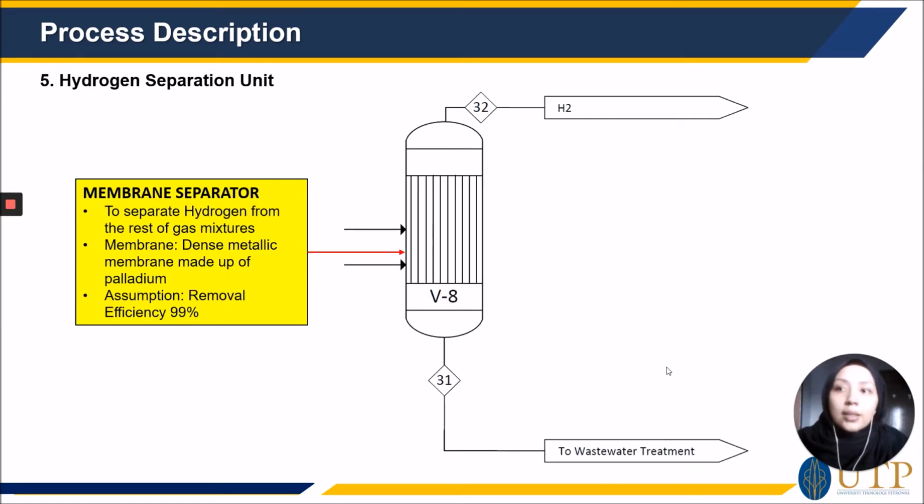And lastly, our hydrogen separation unit, which only consists of a membrane separator, is to separate hydrogen from the rest of the gas mixture. It is one of our mitigations to reduce waste, as hydrogen, as mentioned earlier, can be used in many industries. For our membrane separator, the membrane we use is a dense metallic membrane, which is made out of palladium. And in here also, we assume that the removal efficiency is around 99%. That's all for the process description. Thank you.